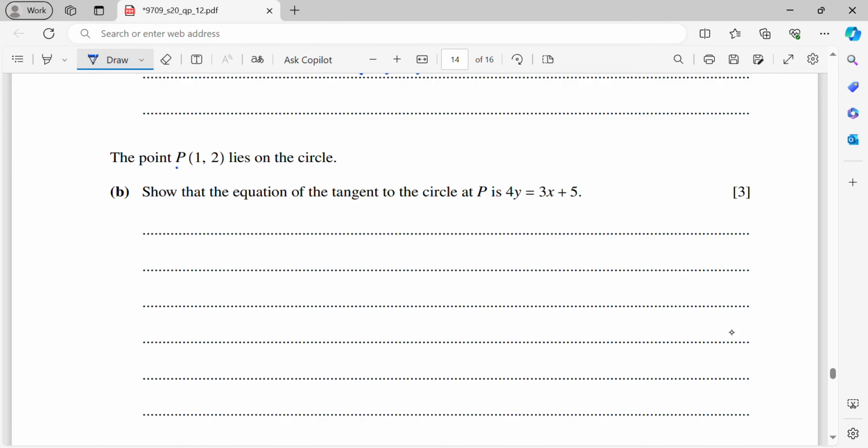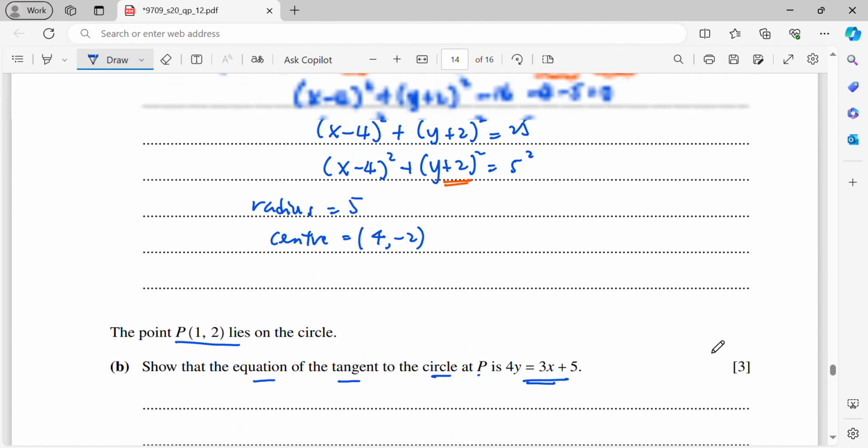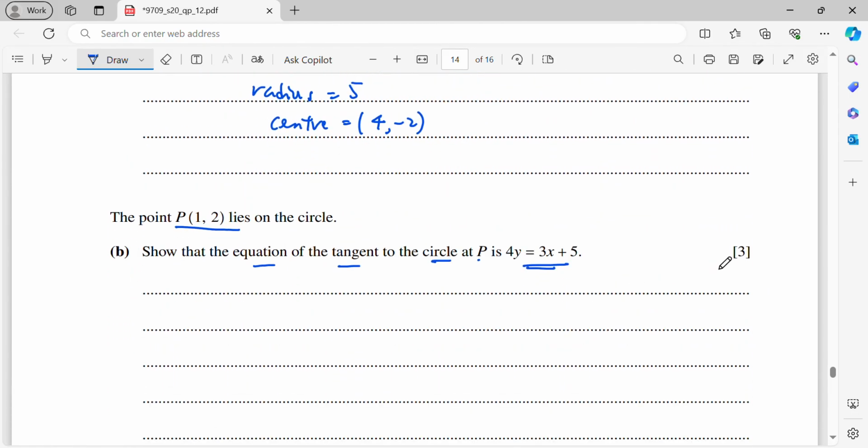Okay, now P lies on the circle. Show that the equation of the tangent to the circle at P is this. Right, let's say for example, we know that the circle is with center (4, -2). So let's say here (4, -2).